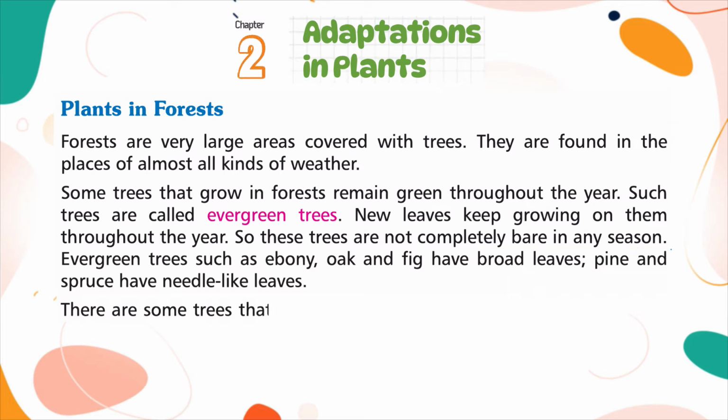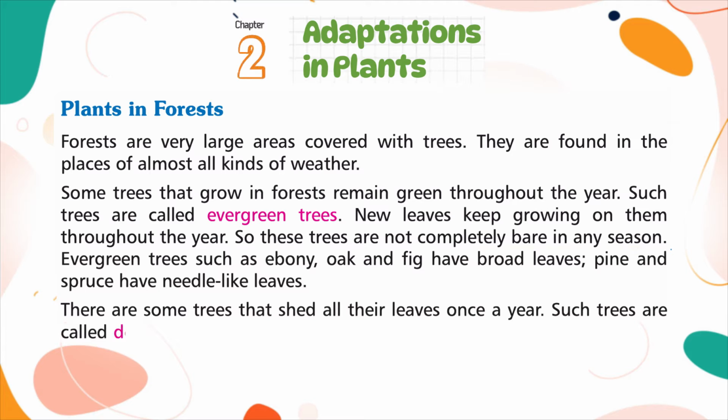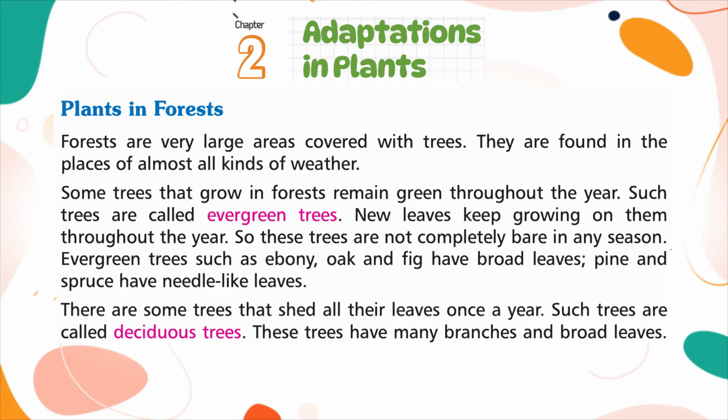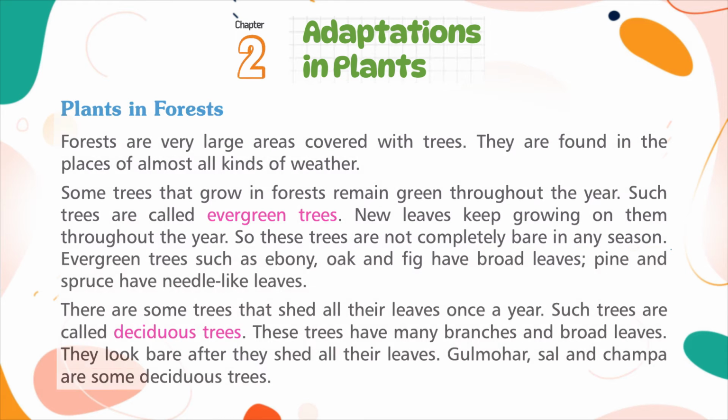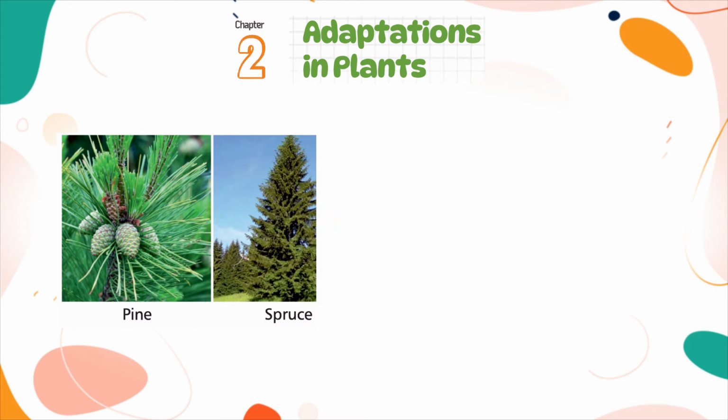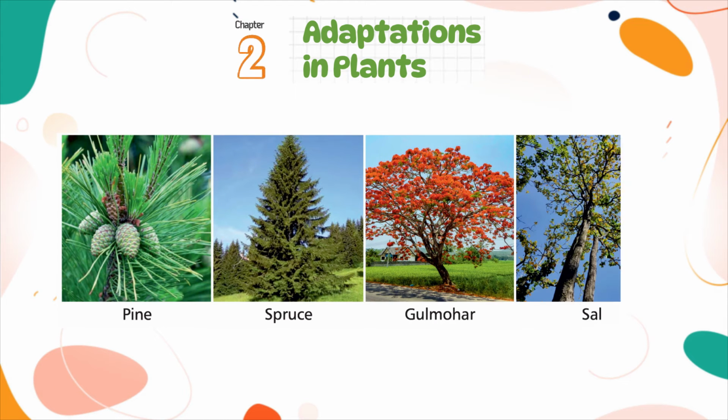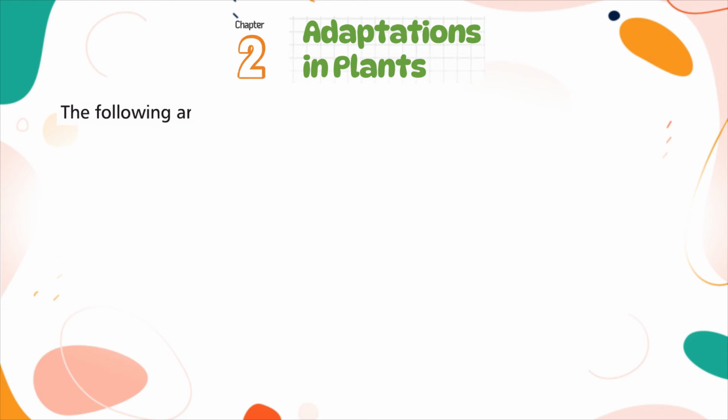There are some trees that shed all their leaves once a year. Such trees are called deciduous trees. These trees have many branches and broad leaves. They look bare after they shed all their leaves. Gulmohar, Sal, and Champa are some deciduous trees. Pine, spruce, Gulmohar, Sal. The following are a few adaptations of trees growing in forests.